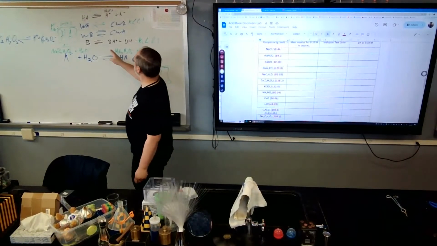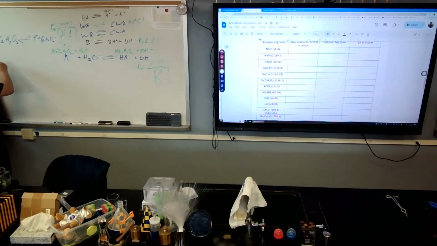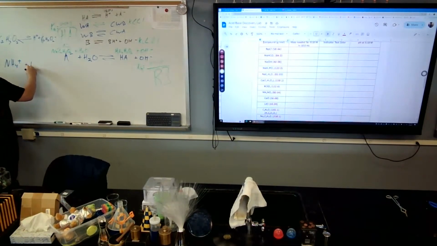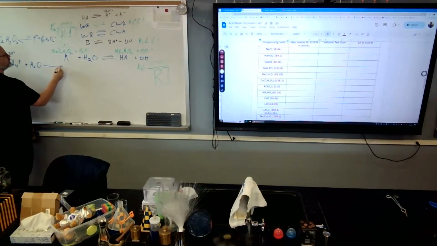Same thing happens for weak bases. If you take the BH plus, and the classic BH plus that we use is NH4 plus, if you take NH4 plus and you add that to water, this is the BH plus. What is it going to do?